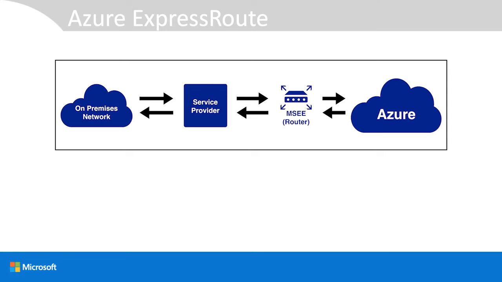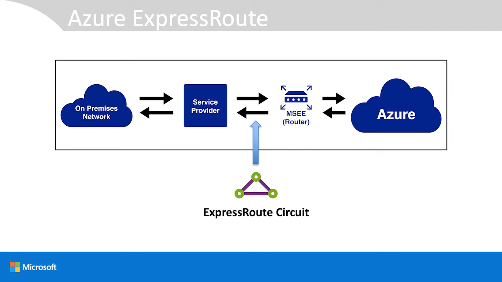There's a direct connection from the on-premises network to the third-party service provider. That direct connection doesn't use the internet. It's literally a direct connection to the service provider's network. The service provider then has a direct connection into the MSEE running on the edge of Microsoft's network, and that MSEE has a direct connection into Azure. The connection between the service provider and the MSEE is called an ExpressRoute circuit.